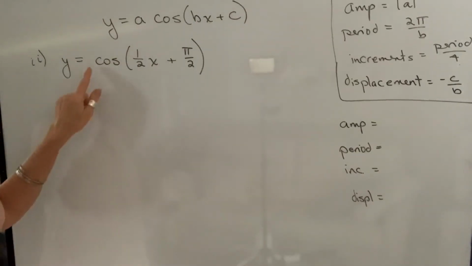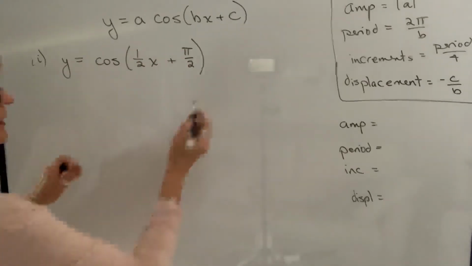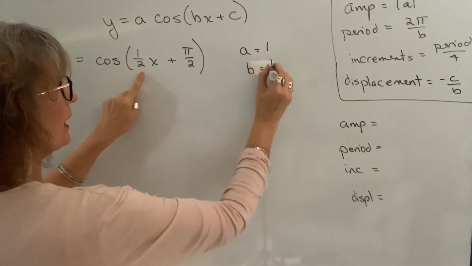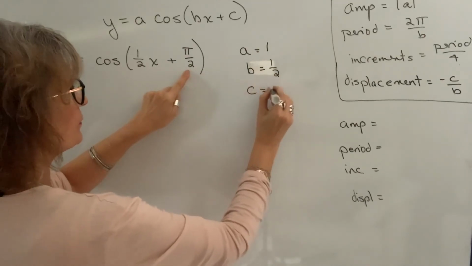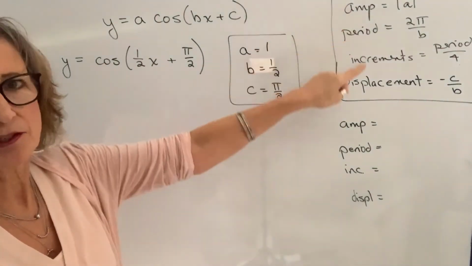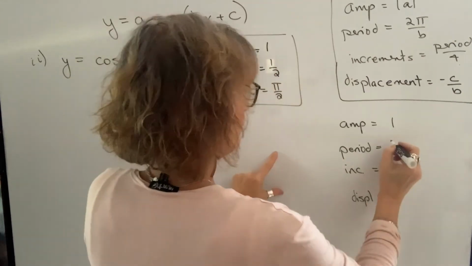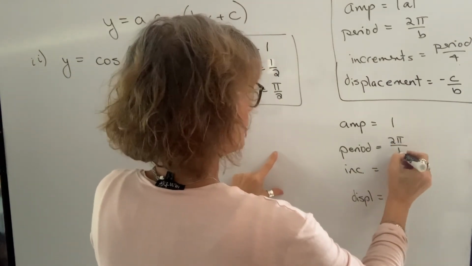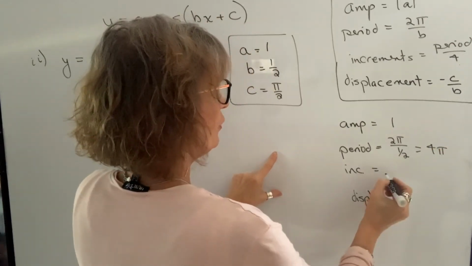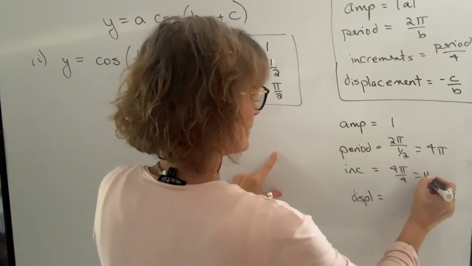In my next example, y equals cos of, in brackets, 1 half x plus pi over 2. A is equal to 1, B is equal to 1 half, and C is equal to pi over 2. I use these values in calculating these quantities. So the amplitude is 1, the period is 2 pi divided by B, which is 1 half, so the period will be 4 pi. The increments will be this value, the period divided by 4. So we have increments of pi.